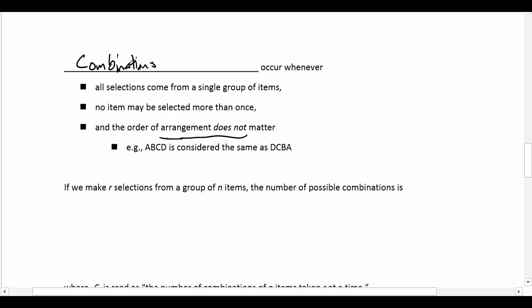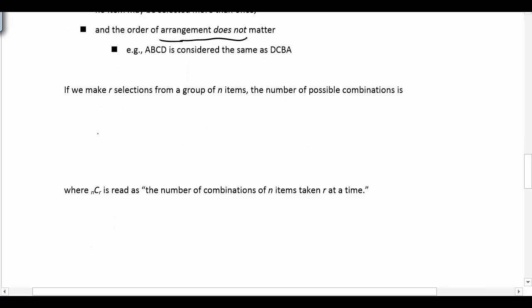The formula for a combination, n objects r at a time, is a permutation divided by r factorial, or n factorial over n minus r factorial times r factorial. Sort of another way to do that.